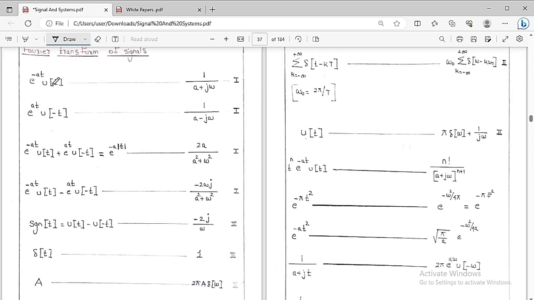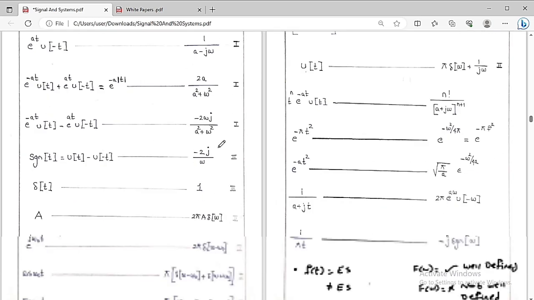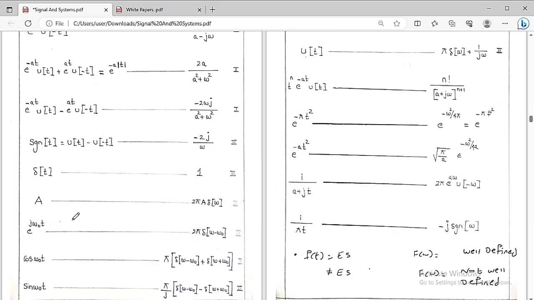So here you can see this is an energy signal, and this is also an energy signal. For an energy signal, the Fourier transform is defined at each and every value of omega, meaning we are going to get some finite value for each and every omega. If it is not an energy signal, then at certain values of omega it is not defined, meaning you are going to get infinity. That is the meaning of this.